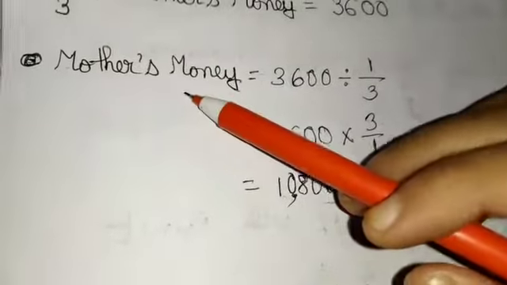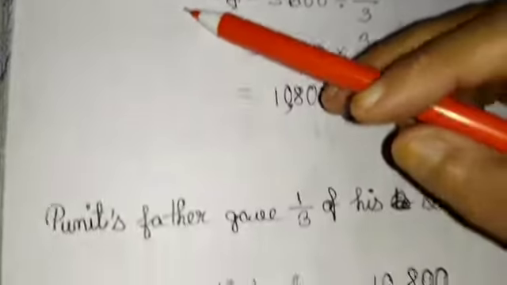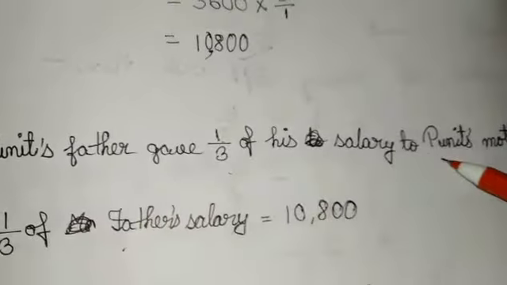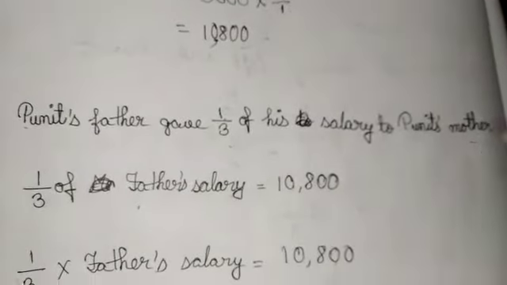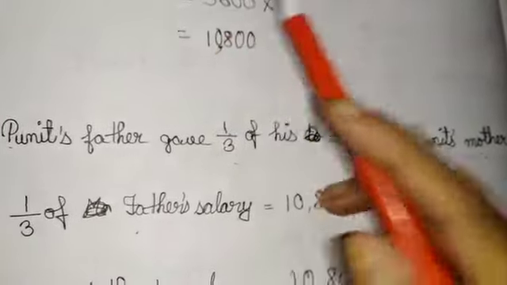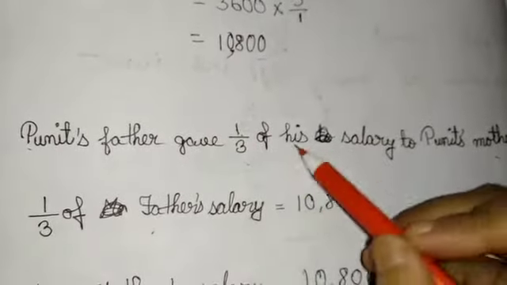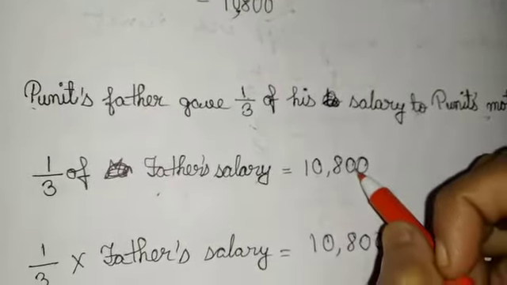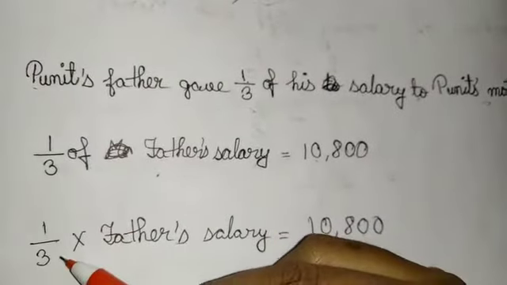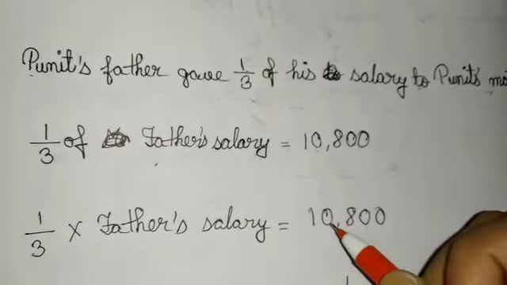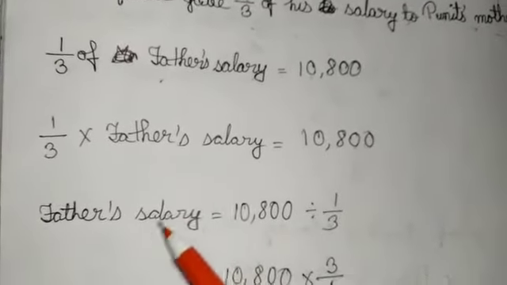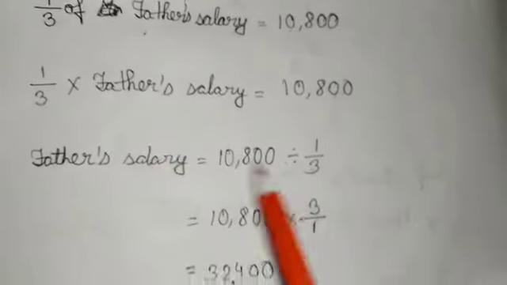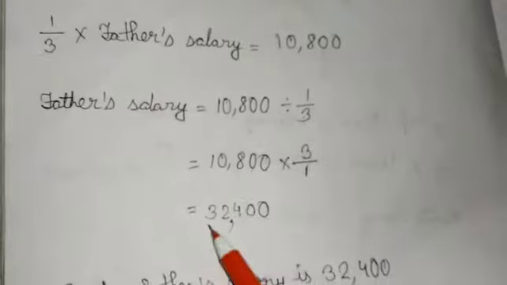This is mother's money. And who has given it to mother? Punit's father. Punit's father gave 1/3 of his salary to Punit's mother. So this much money Punit's father has given, and that is 1/3 of his salary. So 1/3 of father's salary equals 10,800. So 1/3 multiplied by father's salary is 10,800. So if we transfer 1/3 to this side, it will be division, and father's salary will be this.